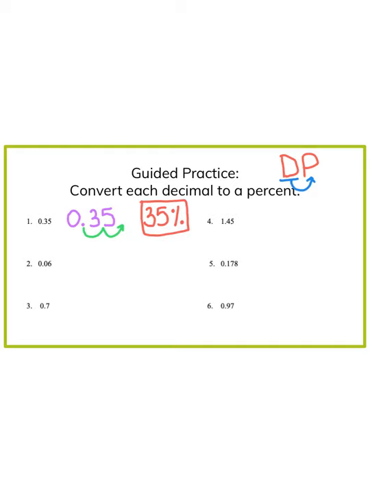Next, let's convert 6 hundredths to a percent. I see the decimal point in my number, so all I have to do is move it over to the right 2 places. 1, 2. So 6 hundredths as a decimal is equivalent to 6%. Remember when you're writing percentages to always include the percentage sign. Otherwise, it's just a regular number.